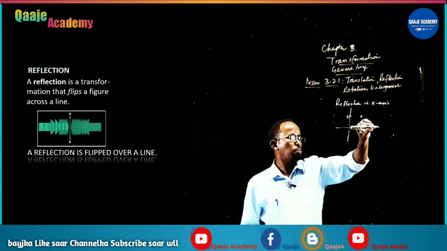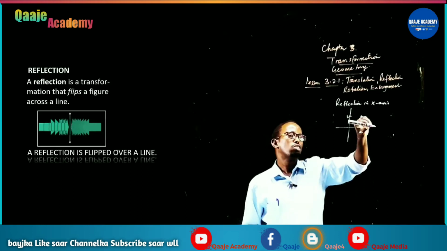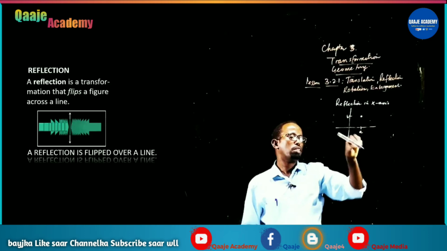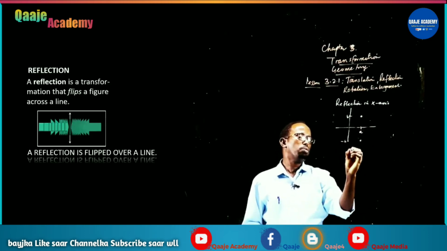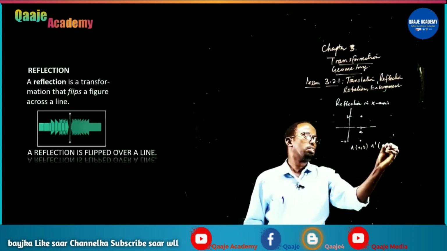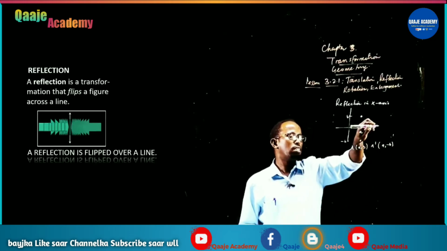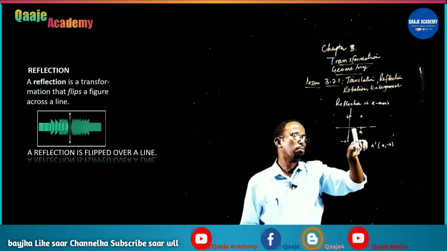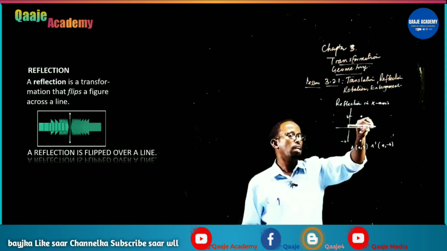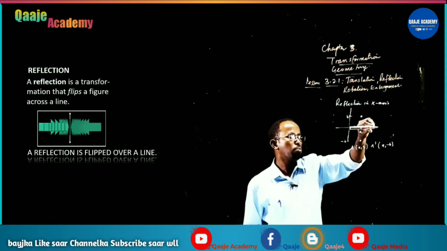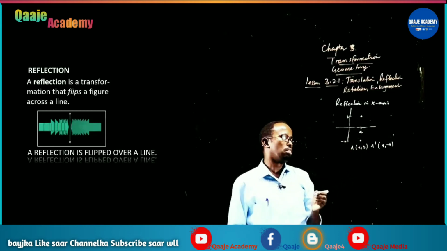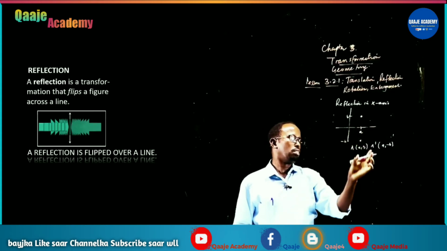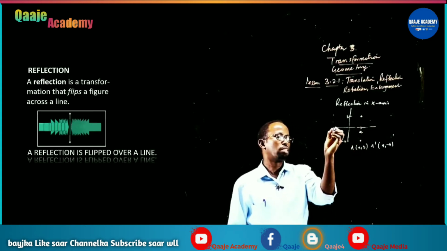A is a fixed point, meaning there will be no movement in A. B comes here, so this is minus B. If the object is, for example, AB, then the image will be A, minus B, because we said that A is invariant, since the reflection takes place at this particular point. Invariant means fixed, meaning there will be no movement in A. So that is reflection in the x-axis. This is the general formula for reflection in the x-axis.